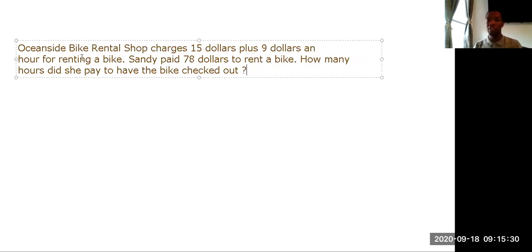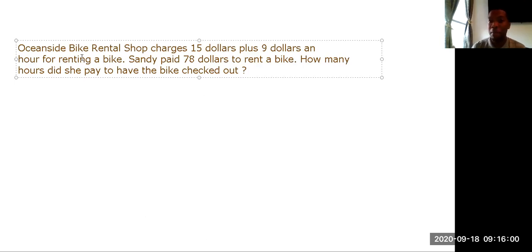Oceanside Bike Rental Shop, that's just the regular store, and they rent bicycles to people. Oceanside Bike Rental Shop charges $15 plus $9 an hour for renting a bike. So if you're going to the store to rent a bike, they're going to charge you $9 for every hour that you have it, and then they're going to add $15 to it. That's what this is saying, $15 plus $9 an hour for renting a bike.